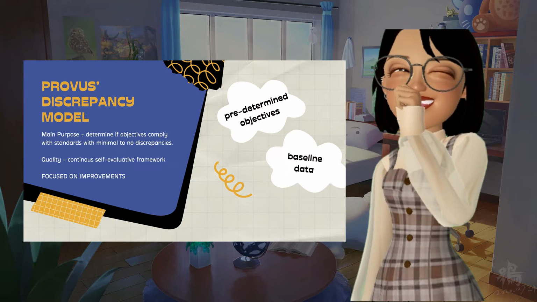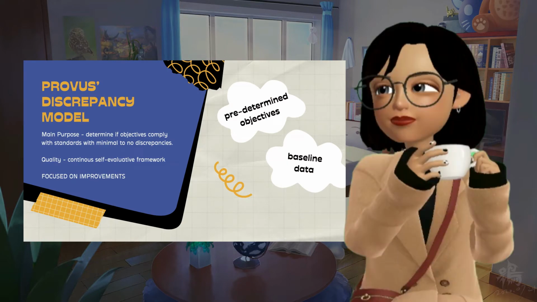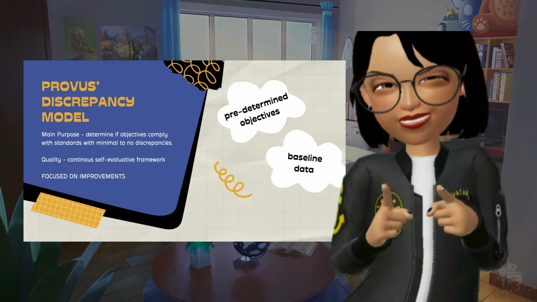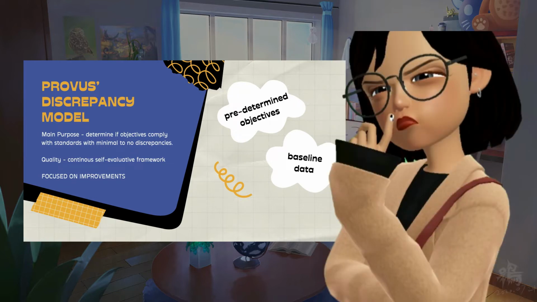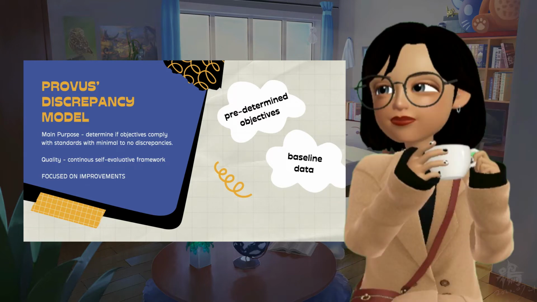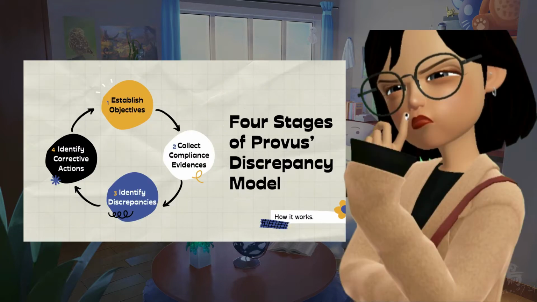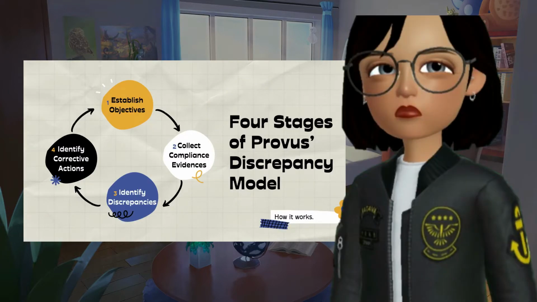Second model is Provost's Discrepancy Model. This model is highly similar to the first, but the difference is that it is more focused on improvements. It determines if the objectives comply with the standards by collecting proofs. It's a self-evaluative framework, therefore can be used to improve curriculums if it still fits the time and age. To use Provost's model, one must establish objectives, collect compliance evidences, identify discrepancies, and identify the corrective actions.